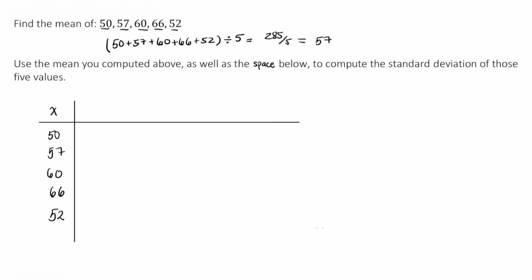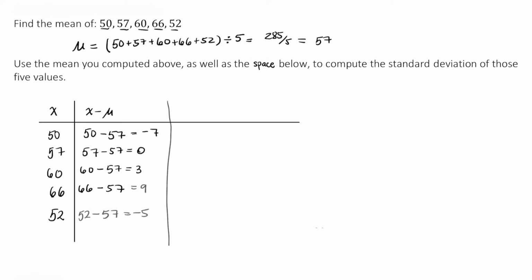Okay, so now I want to compute how far away each of these is individually from the middle. So I'm going to label my mean with the Greek letter mu, and here I'm going to compute x minus mu. So here I have 50 minus 57, and that equals -7. Here I have 57 minus 57, that equals 0. Here I have 60 minus 57, so that's 3. And keep going in this manner.